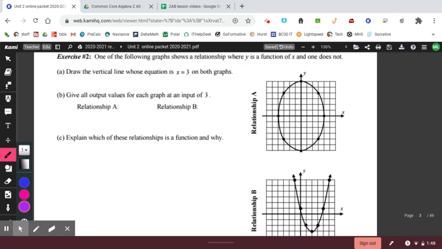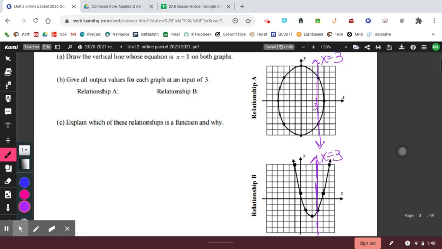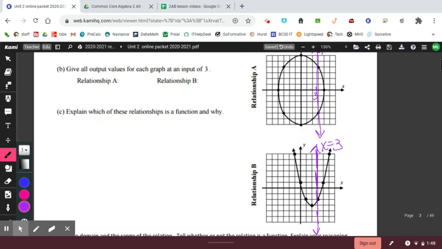All right, here we got a graph. This is a relationship where y is a function of x. All right, draw a vertical line whose equation is x equals 3. So x equals 3, 1, 2, 3, would be a vertical line here at x equals 3 on both graphs. So let me draw that down here as well. Give all output values for each graph at an input of 3.